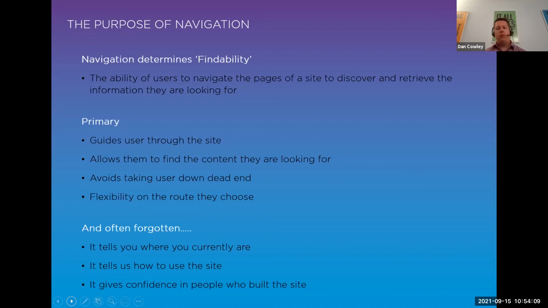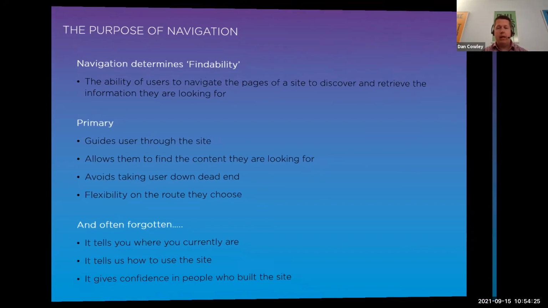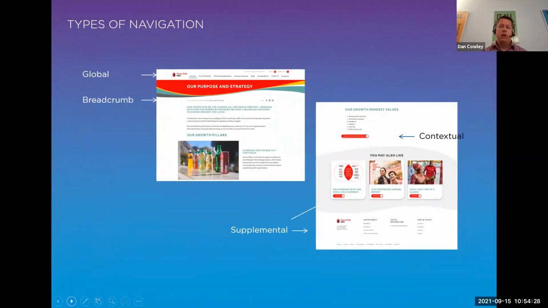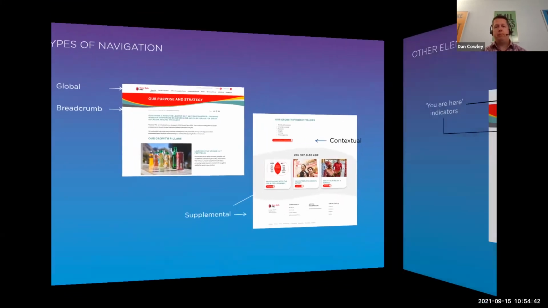And there are some elements that are often forgotten: it tells you where you currently are, it tells you how to use the site, and it gives you confidence. And again, things like that are really intrinsic to the user experience. So fundamentals like the breadcrumb trail are something that we'd always recommend, because then a user understands where they are and where they need to go. So you'll see here things around global navigation at the top, breadcrumb trails on the site, contextual navigation within the page, and then supplemental navigation such as the related links, and also then in the footer.